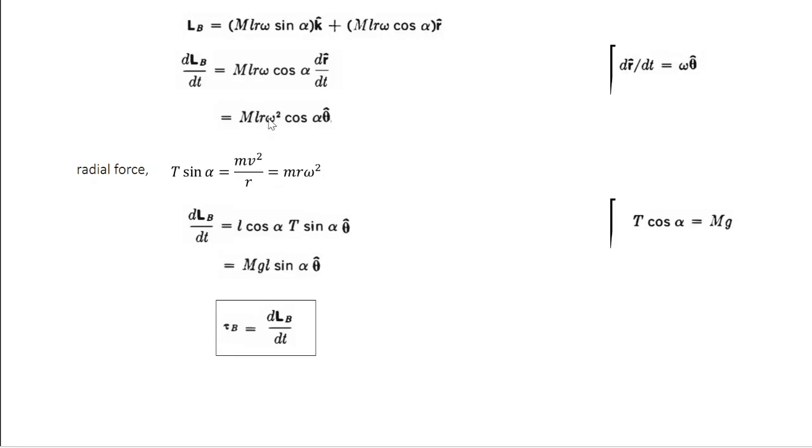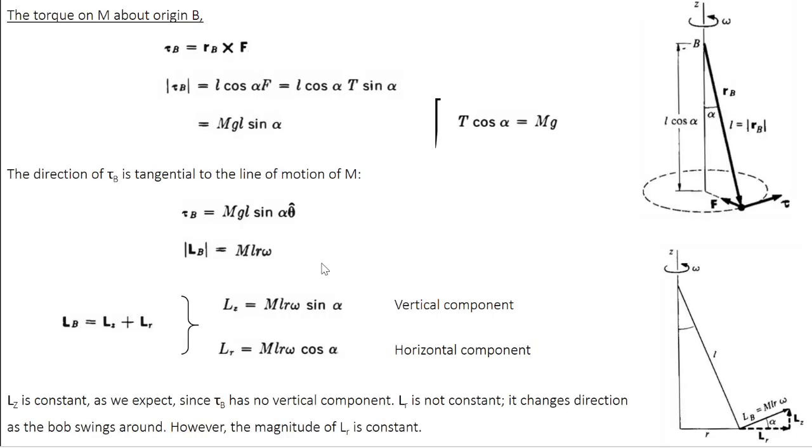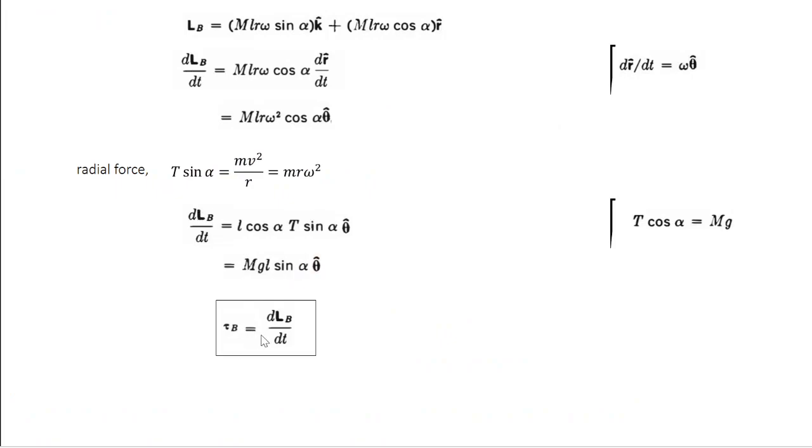So in this expression, instead of m r omega square, I can write T sine alpha. When I do that, I get dLb by dt equal to L cos alpha T sine alpha theta cap. Once again, instead of T cos alpha, I can write mg. So now my expression becomes dLb by dt equal to mgl sine alpha theta cap, which is nothing but the expression for tau b. So we have shown that tau b equal to dLb by dt.